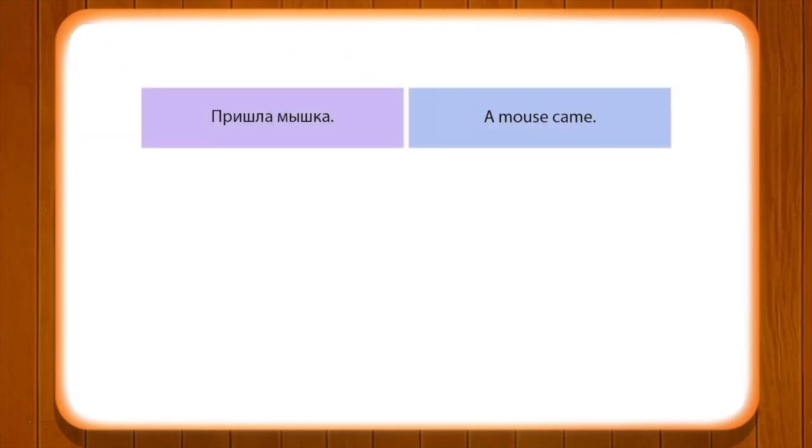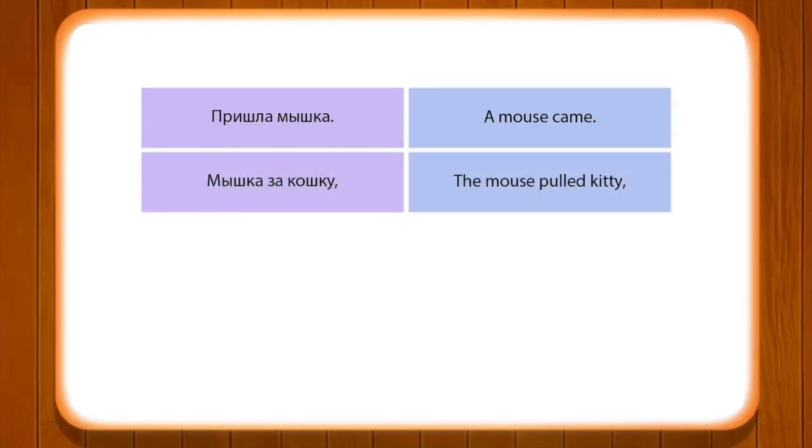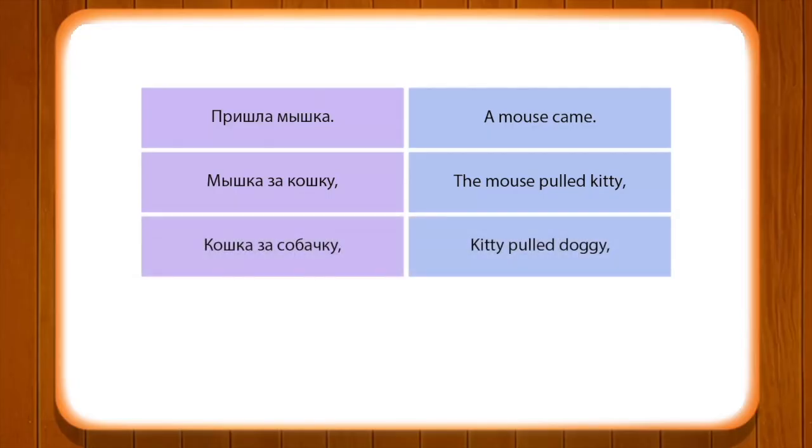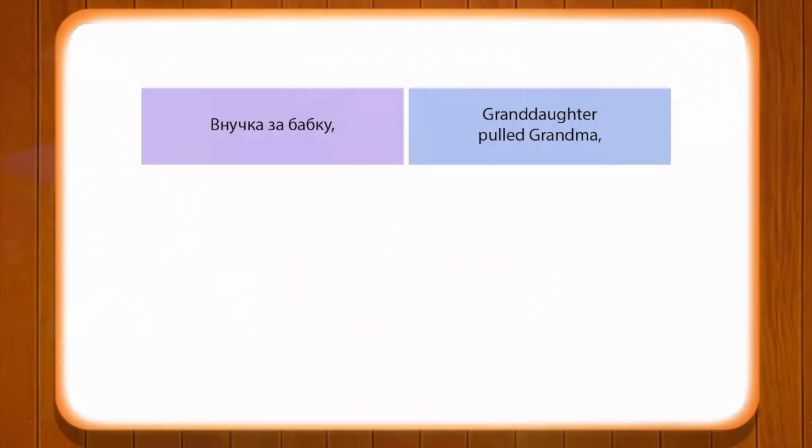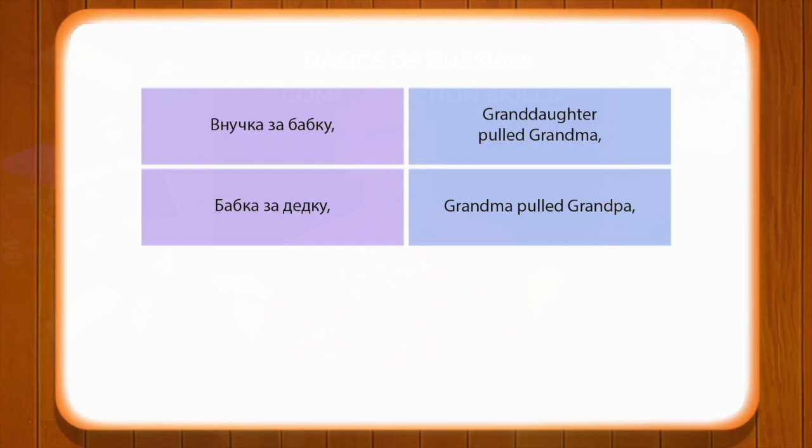The next sentence is a newer one, that is Prishla Myshka. So the new character comes in, the Myshka. Myshka is a mouse. It comes, and again tries to help them, and it stands behind the line. That's why the same construction goes Myshka za koshku, koshka za sabachku, sabachka za vnuchku, vnuchka za babku, and babka za djedku, and there is a long line.